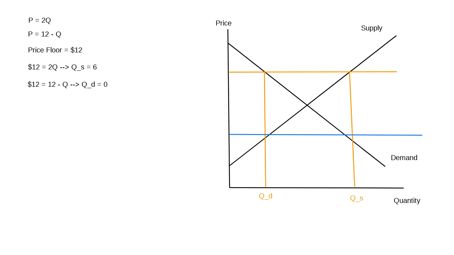So we're going to have a surplus. And we know that the surplus is equal to quantity supplied minus quantity demanded, which in this scenario is 6 minus 0, which is equal to 6. So the answer here is A, surplus of 6 gallons.